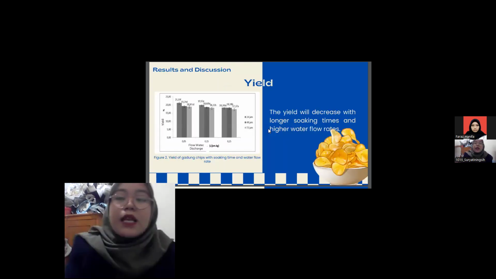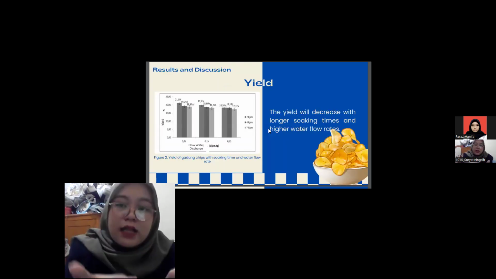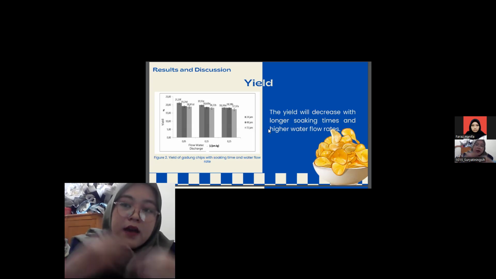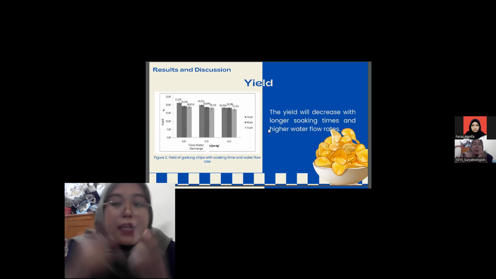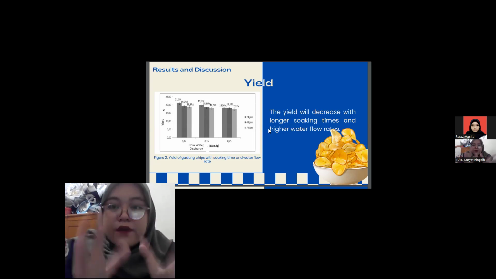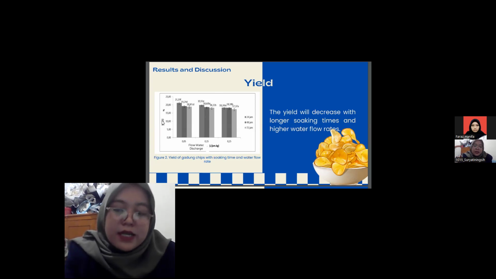And then I will explain the results and discussion. First of all, the physical properties of gadung chips are yield and color brightness. First, yield. If you look at this slide, we can see that the yield decreases with longer soaking times and higher water flow rates.